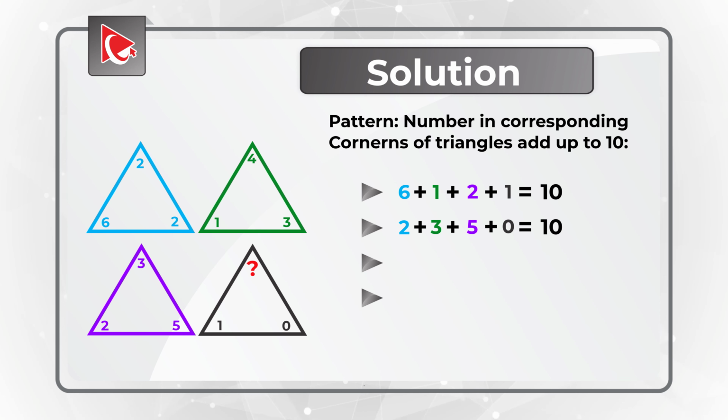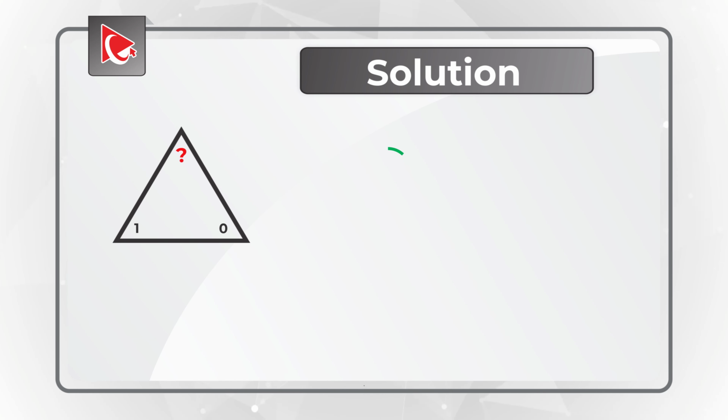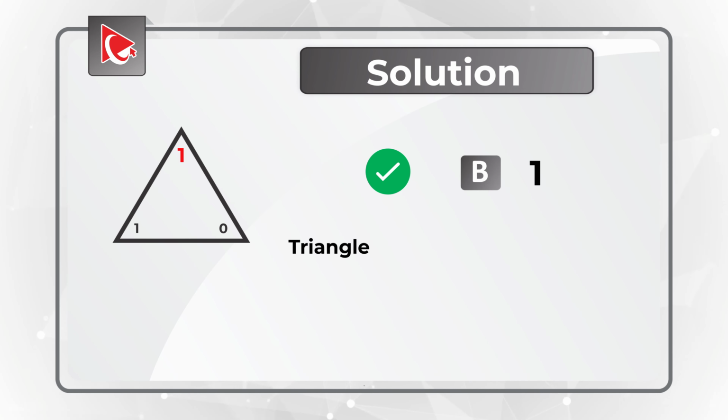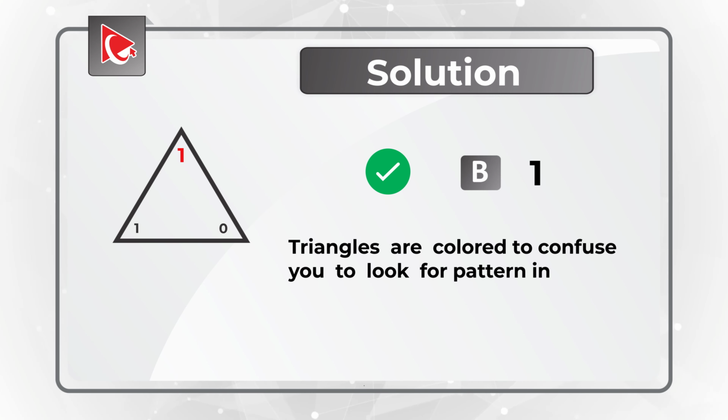And now, in the same way, let's do the math and calculate the missing number. 2 plus 4 plus 3 plus question mark equals 10. Based on these calculations, question mark equals 1. So the correct choice here is choice B, 1. Keep in mind that sometimes in these types of problems, triangles are colored, and the only reason this is done is to confuse you, to look for the patterns inside the triangles itself.